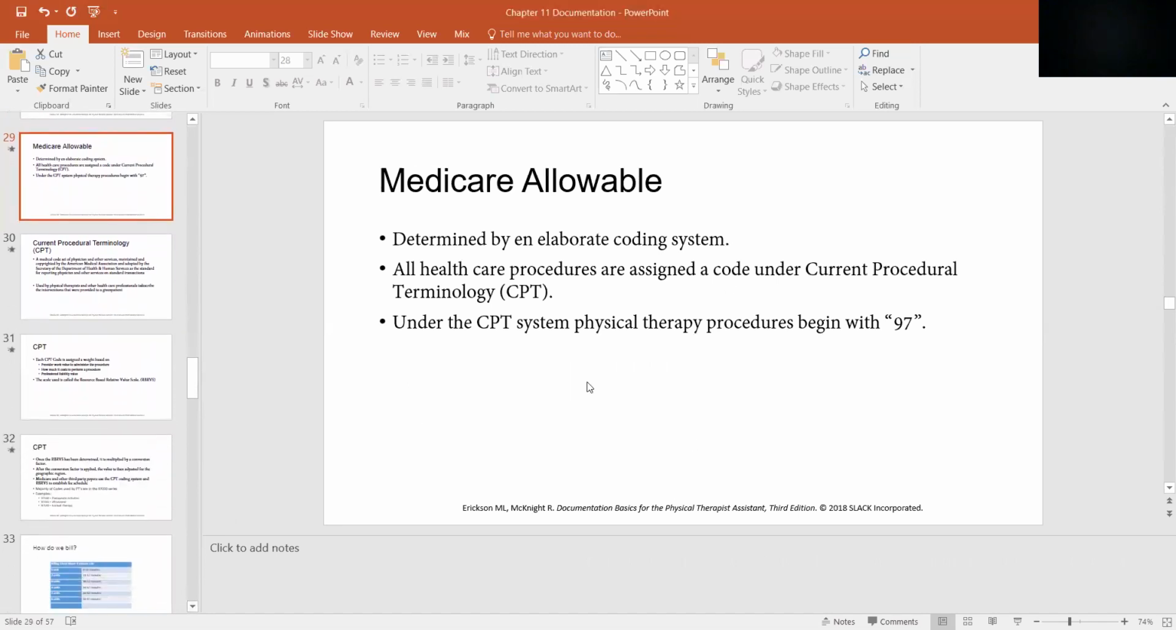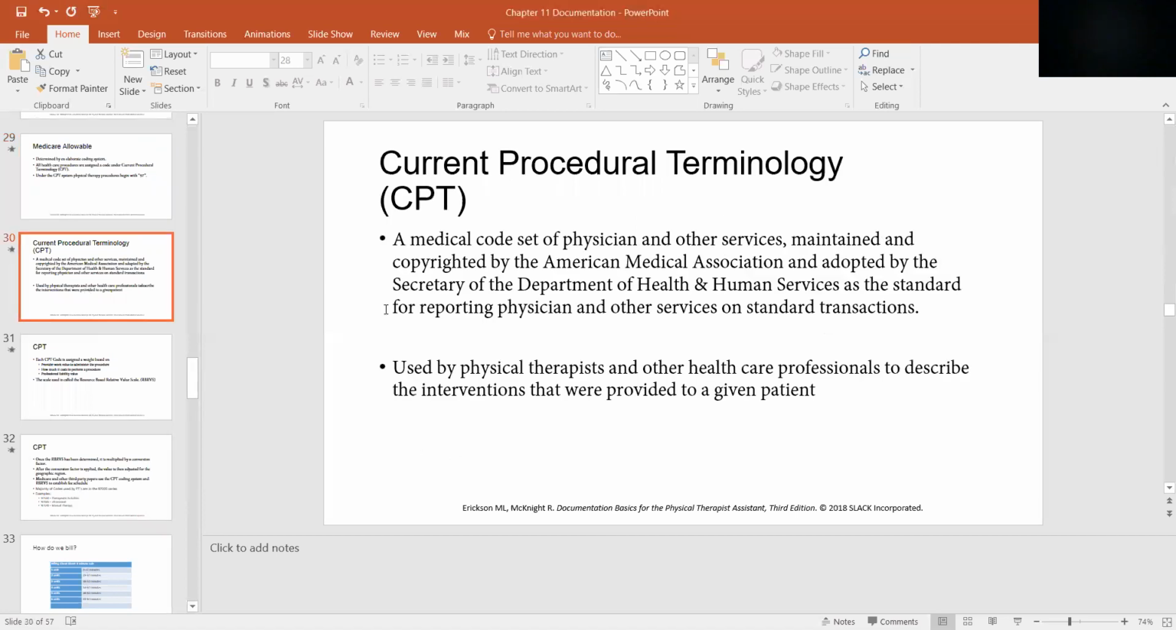This is determined by an elaborate coding system. All healthcare procedures are assigned a code under Current Procedural Terminology, or CPT. Under the CPT system, physical therapy procedures typically begin with a 97. This is something you do need to know, CPT codes, because you will be billing patients for services, and you'll be doing that by using CPT codes.